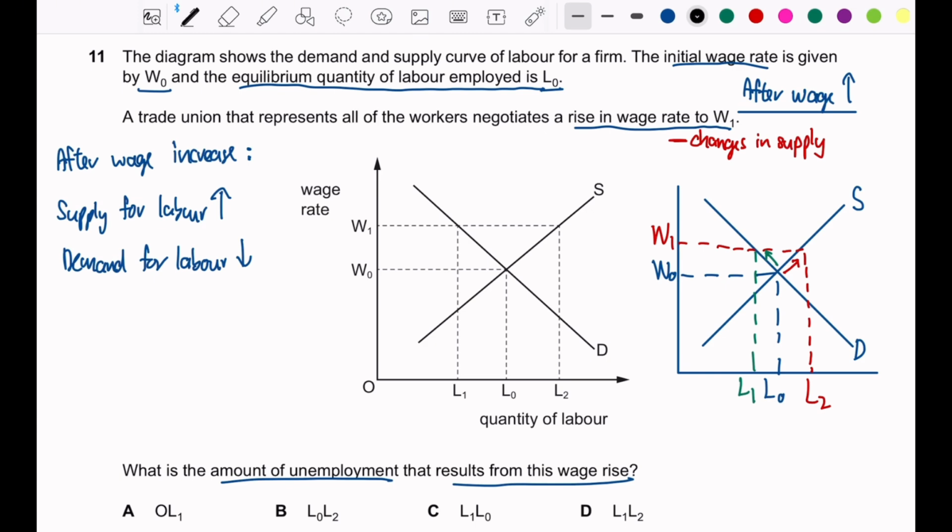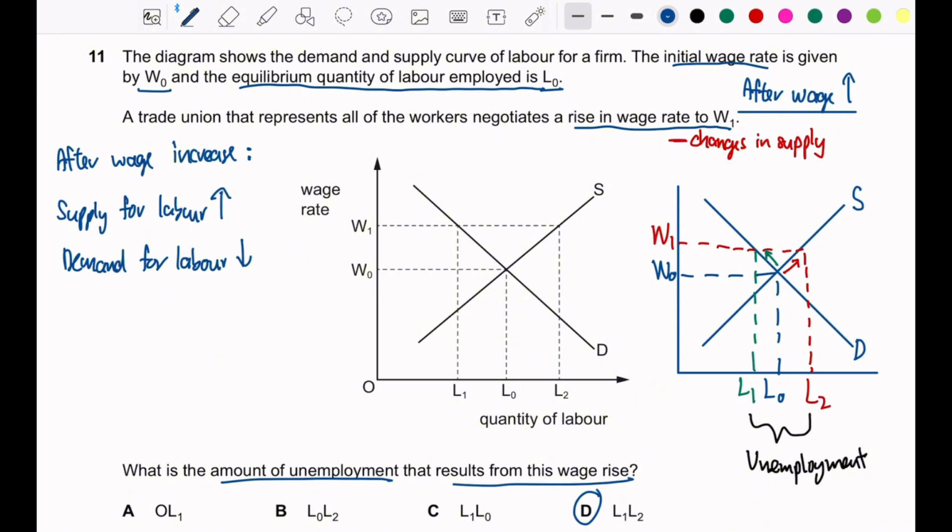After drawing the graph, you can see when the wage rate increases, the supply of labor goes up and the labor force actually increases to L2. But the demand for labor drops to L1. So the gap between L1 and L2 is the unemployed people, which is here. The answer is L1 and L2. And let me explain why it is so.